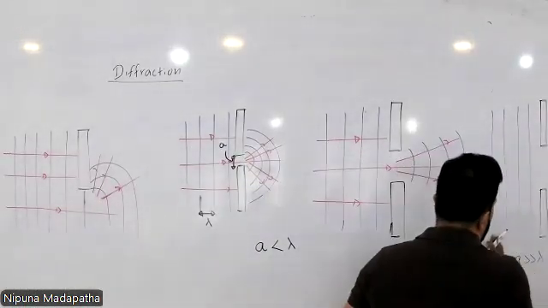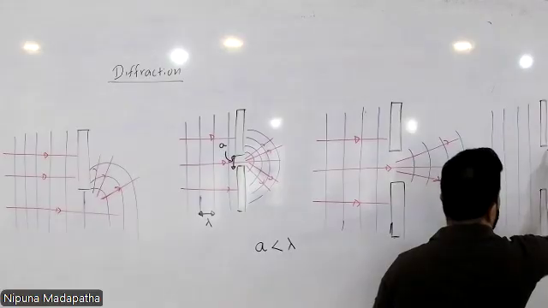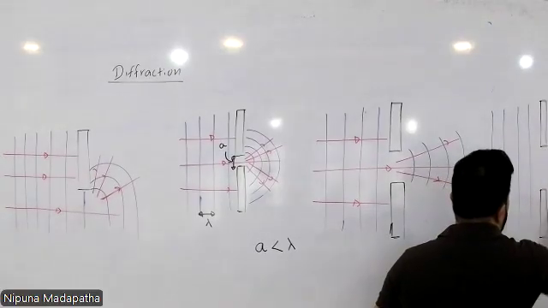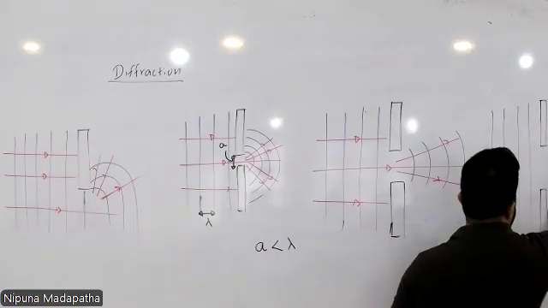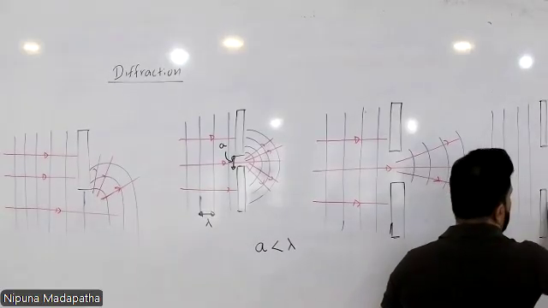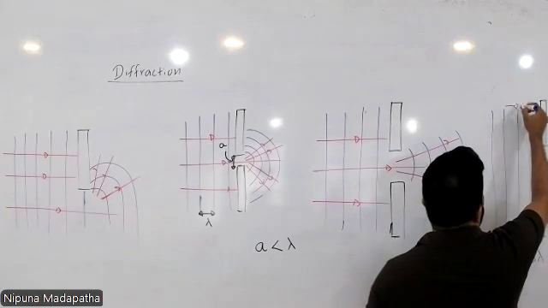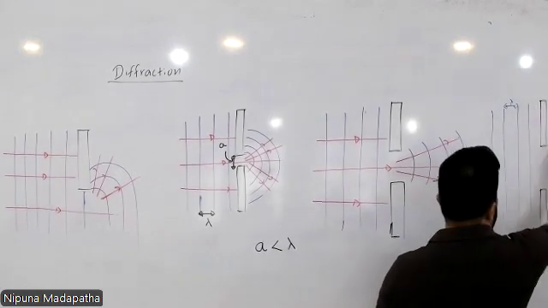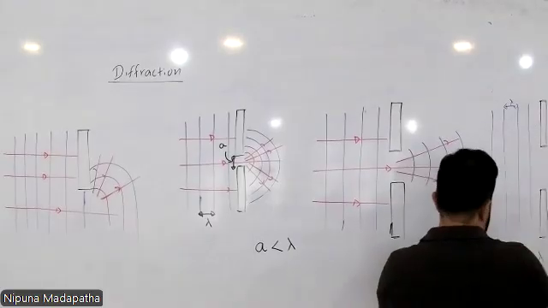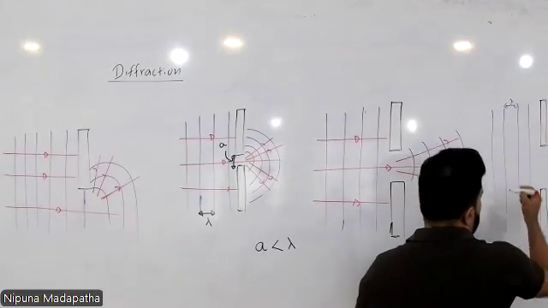So the wave from this aperture goes like this. No diffraction, you can see. And also remember, the wavelength does not change. The wavelength is the same.